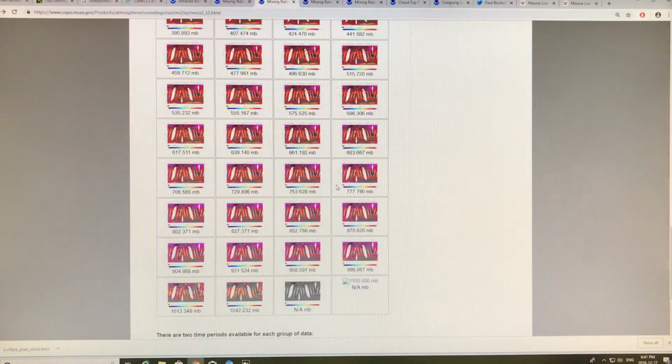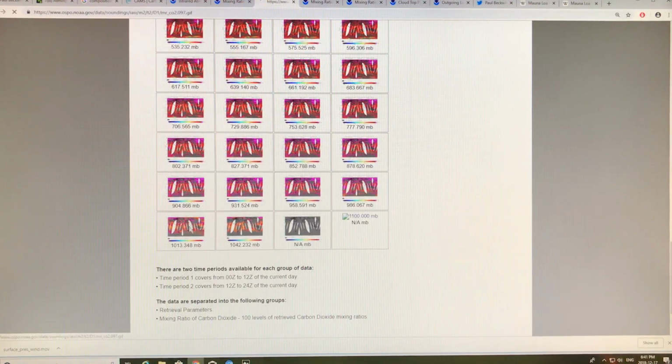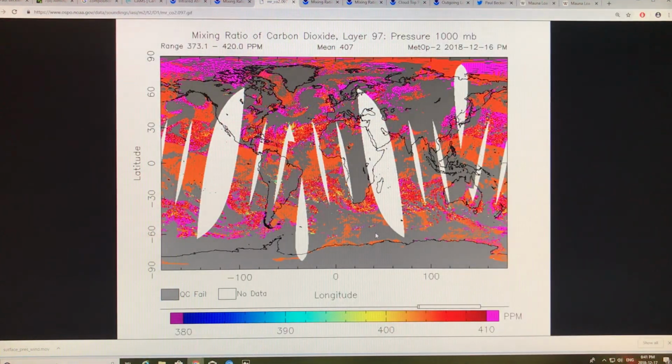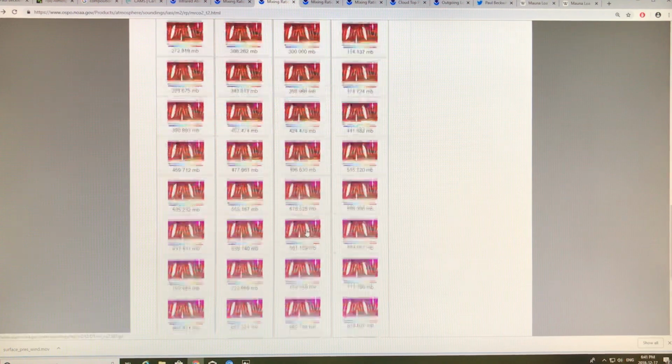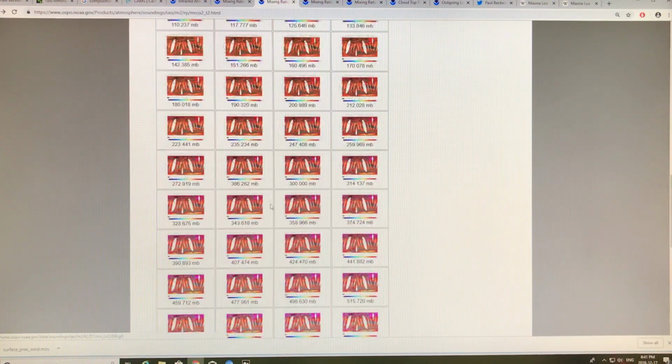Okay, we can go right down to the surface here, and what you can see is the variation here, 373 to 420. The pink values are the highest, up in the Arctic and some in the Southern Hemisphere also. Okay, so you can actually see how the gas varies with elevation.